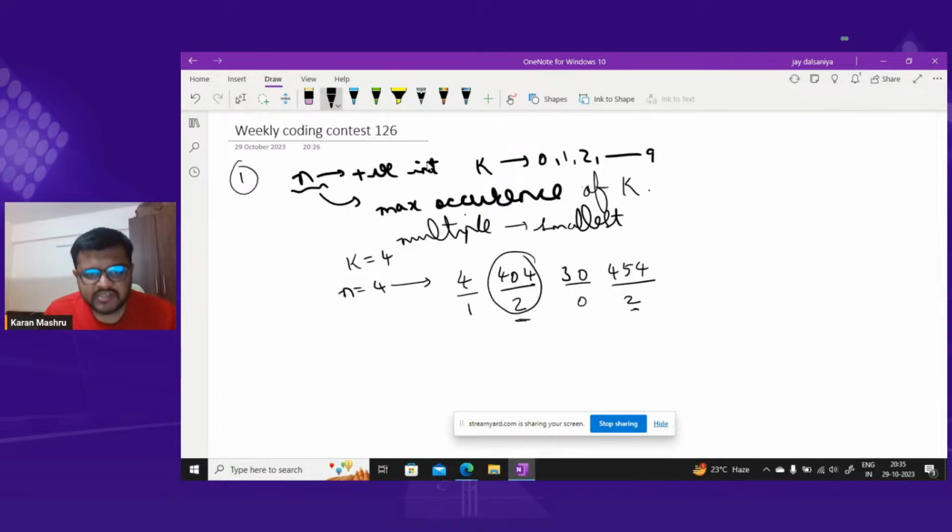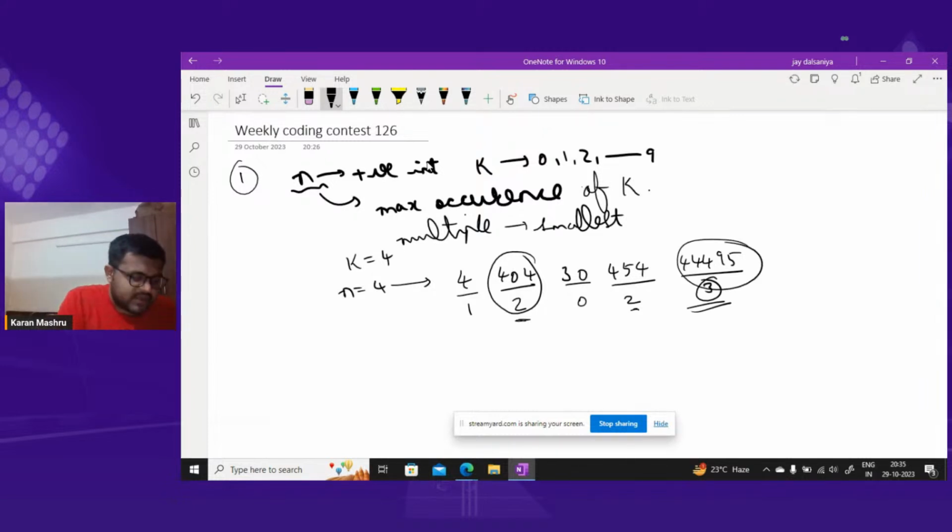But we will return this one, because if there are multiple numbers that have the same maximum occurrence of k, then we return the smallest one. Suppose I had one more number, 44495. Here k, that is 4, is occurring 3 times. So then our answer would be this, because it has the maximum occurrence of k. Is the concept clear?